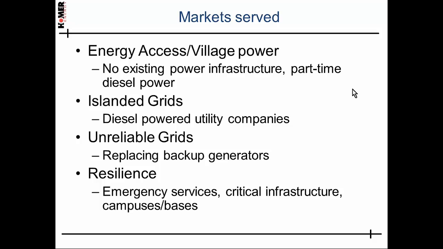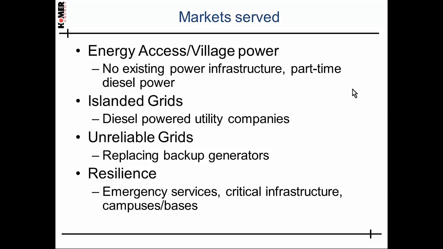Now, HOMER Pro lets you gain insights into the microgrid market. We typically divide this market into 4 segments. 1. Energy access and village power. This market focuses on bringing electricity to areas that currently have no power or limited power from a part-time diesel. 2. Island grids. This is really any remote or isolated community with an existing 24-hour grid, typically powered by diesel.